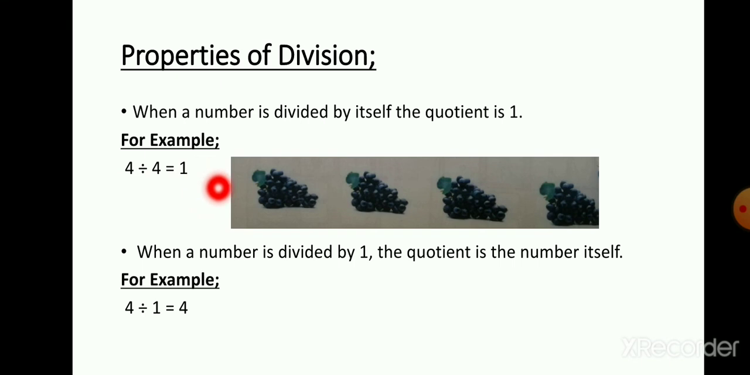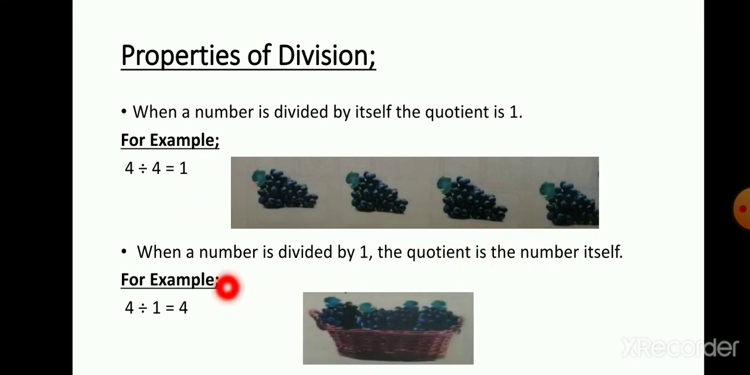Similarly, if you have 4 bunches of grapes and you have to divide these 4 bunches among just 1 person, you just have 1 person that you have to give the bunches of grapes to. So what you'll do, you'll give all the 4 bunches of grapes to that 1 person, so that 1 person will then get 4 bunches of grapes. Understood?